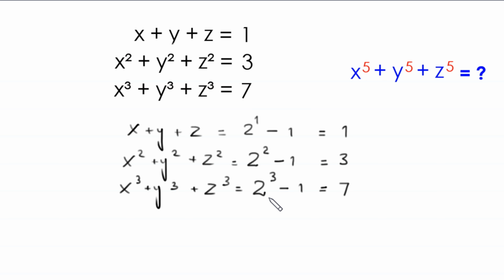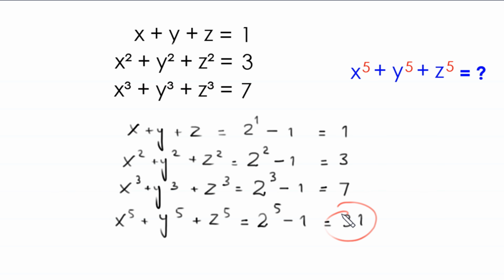If we continue according to this pattern, then the fifth power sum, x to the power 5 plus y to the power 5 plus z to the power 5, will be equal to 2 to the power 5 minus 1, that is equal to 31. According to the pattern, the answer is 31. But let's solve this system and see whether the answer is 31 or not.